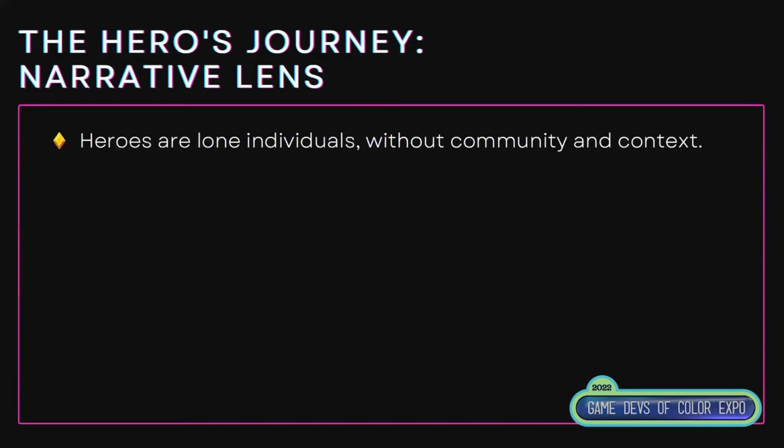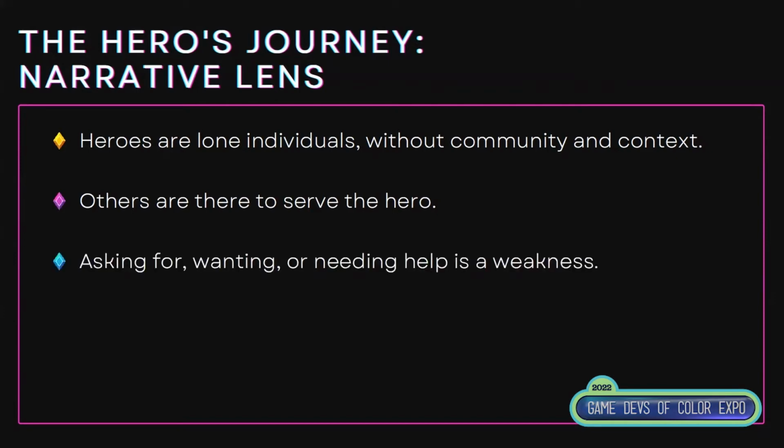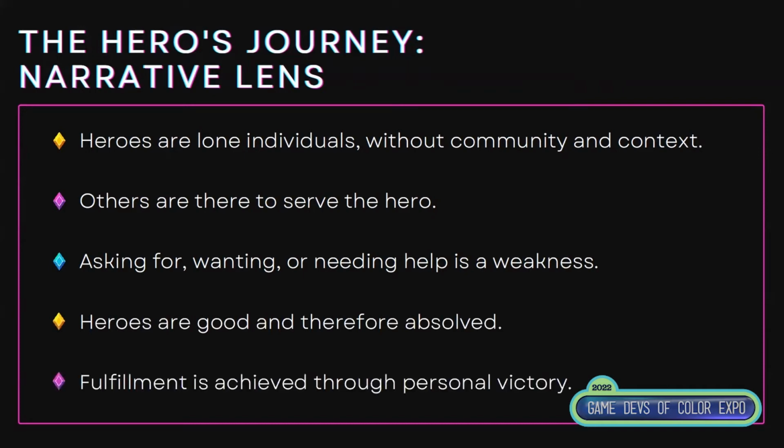The narrative lens of Campbell's hero's journey then tells us this. Heroes are lone individuals, separate from both community and context. Others are present to be helpers, rewards, or obstacles for the hero, objects rather than people. Attachments are a weakness, and therefore asking for, wanting, or needing help is a weakness. Heroes are good, and therefore absolved. And fulfillment is achieved through personal victory, and victory is found in gaining the upper hand.